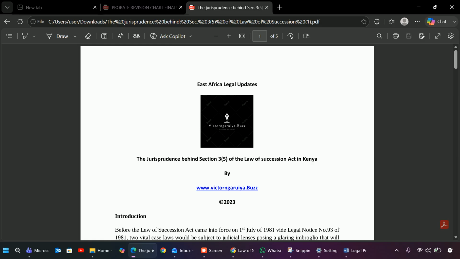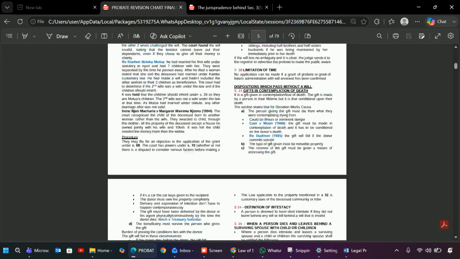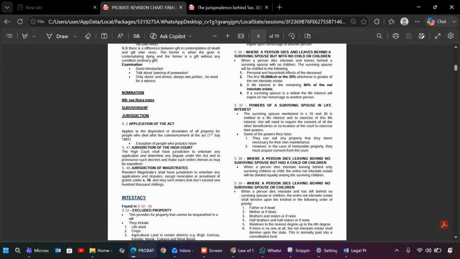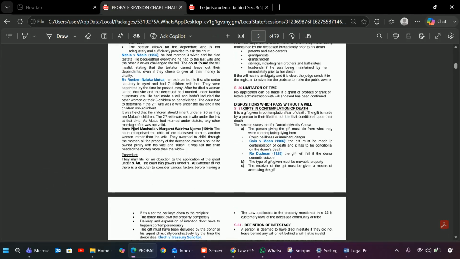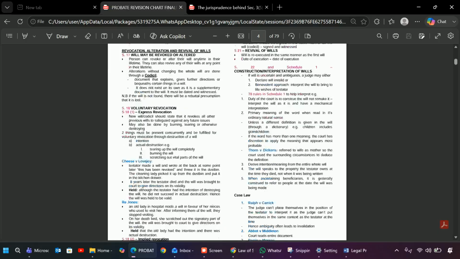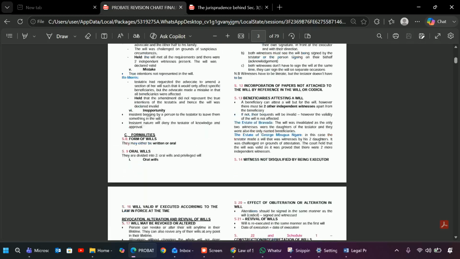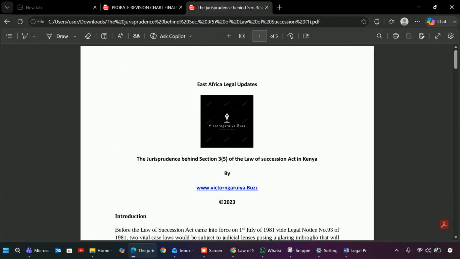So that marks the end of this presentation on probate revision chart flow, and specifically under the jurisprudence surrounding Section 35 of the Law of Succession Act. That is an important analysis, and we will clarify the same from panel members when that oral question will be posed before them. So we will conduct part 2 of this flowchart so that we make sure we have captured everything to the latter. Thank you so much.